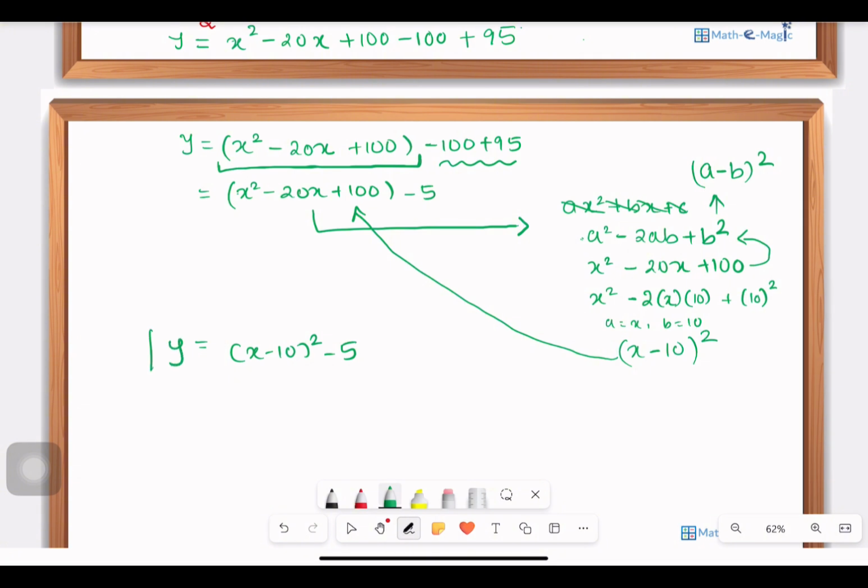Now this is the vertex form, the form y equals a(x minus h) the whole square plus k. And for us, a is equal to 1. So we have written the given standard form into vertex form.